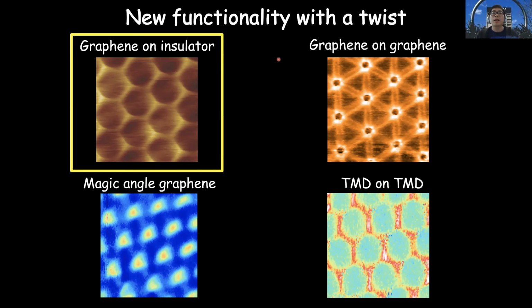Can I ask whether the Moiré pattern you show here can be imaged by the topography mode, or only by the local density of states? I will come to that in the different sections. Some can be seen in topography and some in local density of states. So it depends on the material. I'll come to that as I talk about the different ones. Oh, okay, thanks.